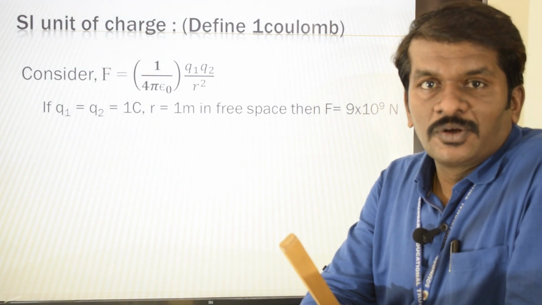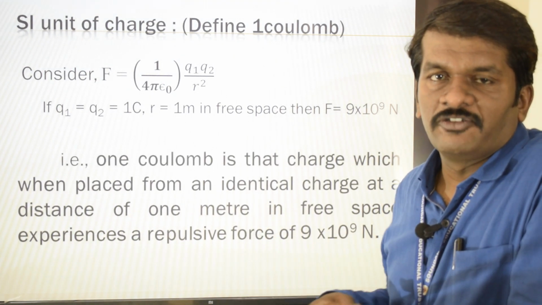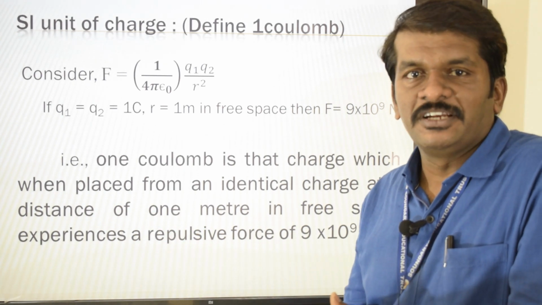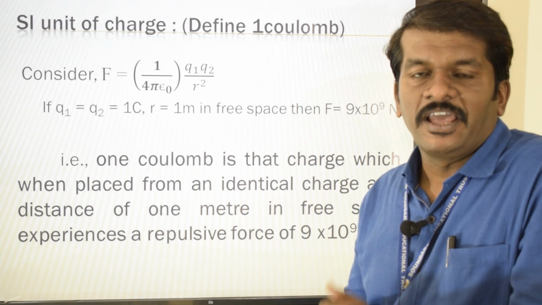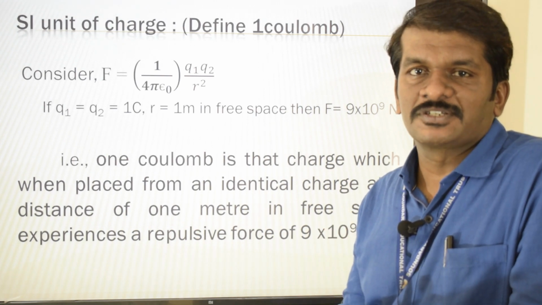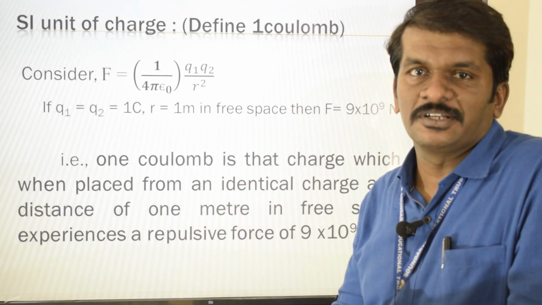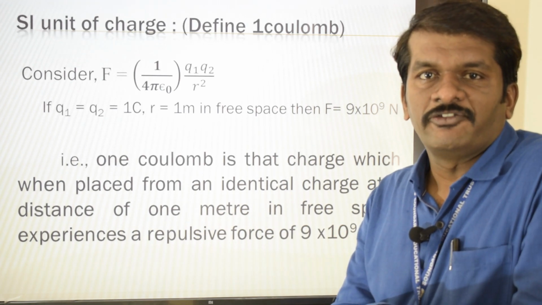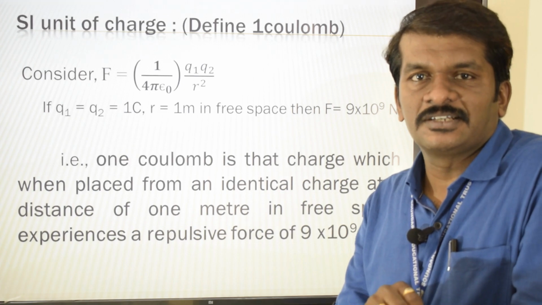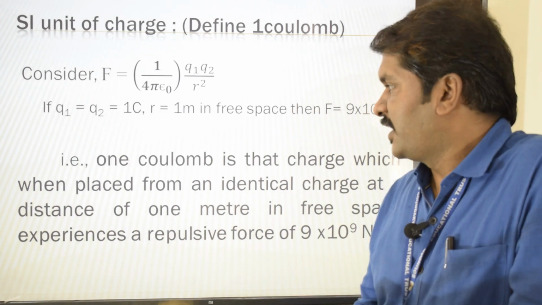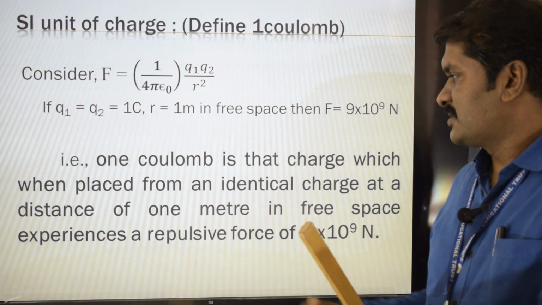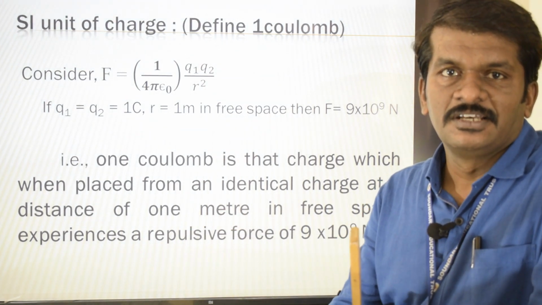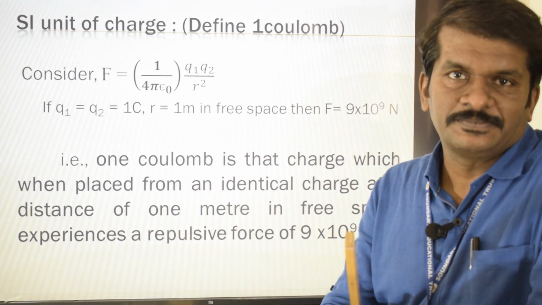That is, 1 coulomb is that charge which, when placed at a distance of 1 meter from an identical charge in free space, experiences a repulsive force of 9 into 10 to the power of 9 Newton. Once again, I'll repeat: 1 coulomb is that charge which, when placed at a distance of 1 meter from an identical charge in free space, experiences a repulsive force of 9 into 10 to the power of 9 Newton. So this is the SI unit of electric charge.